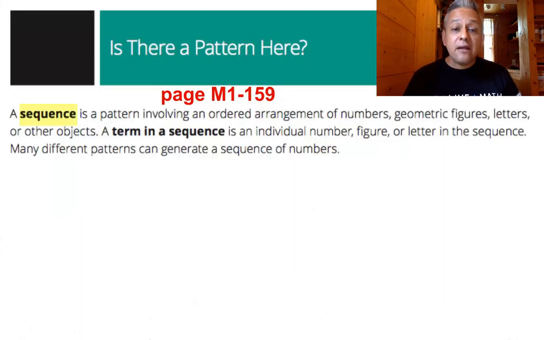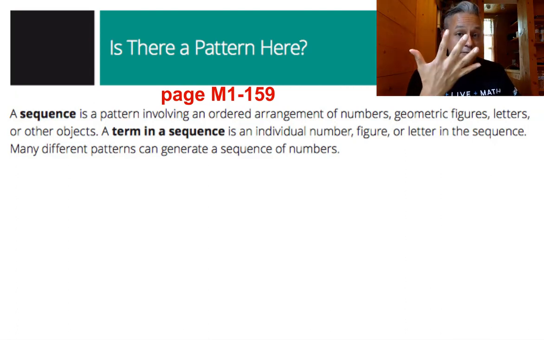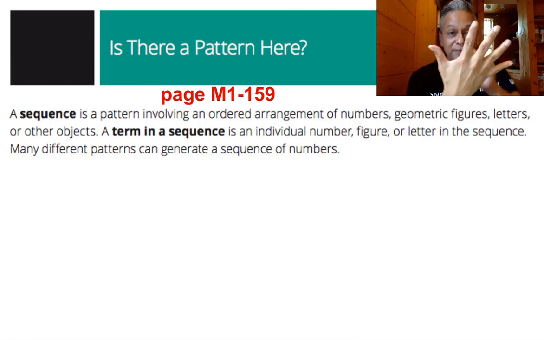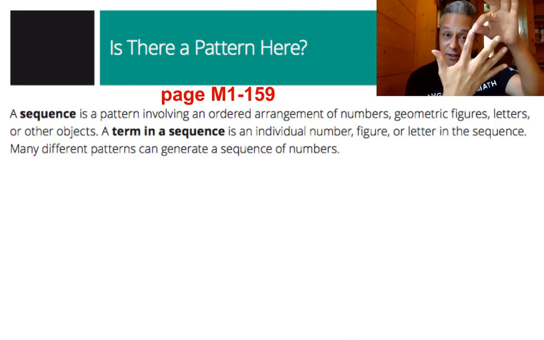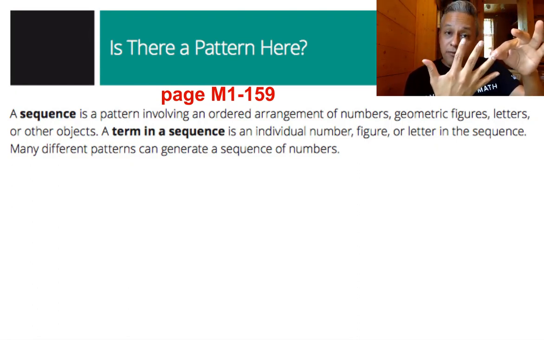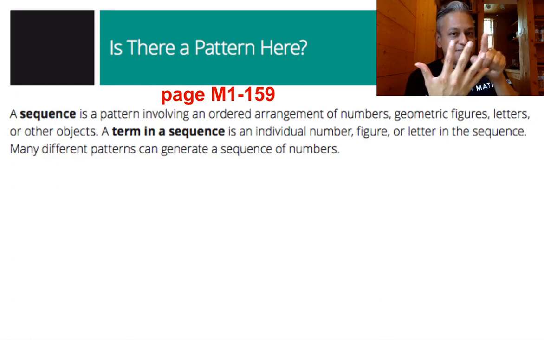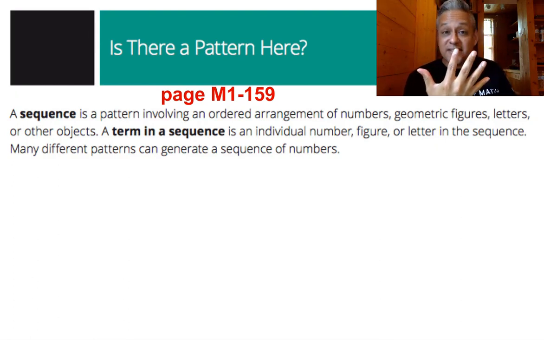So a sequence is a pattern involving an ordered arrangement of numbers, geometric figures, letters, or other objects. An example of a sequence could be 1, 2, 3, 4, 5. We also learned that a term in a sequence is an individual number, figure, or letter in the sequence. So if we have 1, 2, 3, 4, 5, this is my first term, my second term, my third term, my fourth term, and my fifth term. Think of it kind of like a race. This is first place, second place, third place, fourth place, fifth place for this sequence.